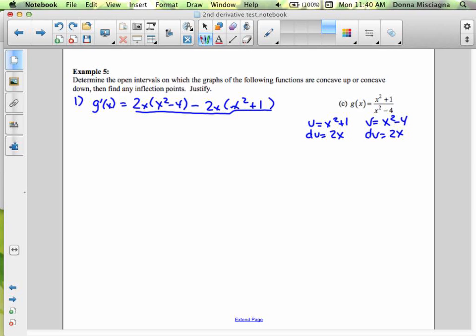the denominator squared, so x squared minus 4 squared. All right, so let's simplify this.